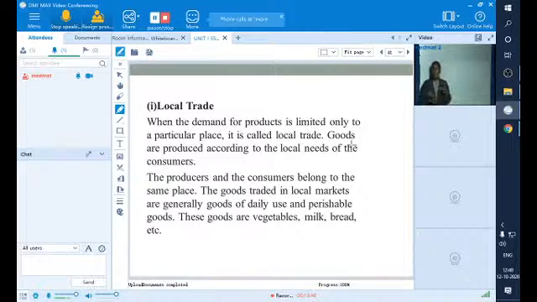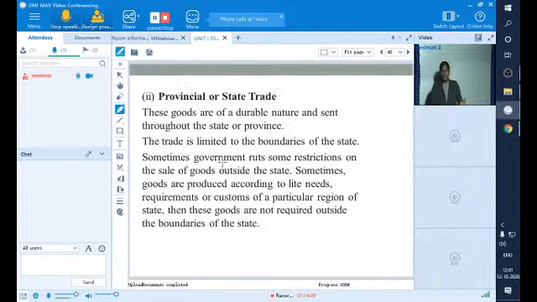Once again, when the demand for the product is limited only to a particular place, it is called local trade. Goods are produced according to the local needs of the consumers. The producers and the consumers belong to the same place. The goods traded in the local markets are generally goods of daily use and perishable goods, like vegetables, milk, bread, etc.